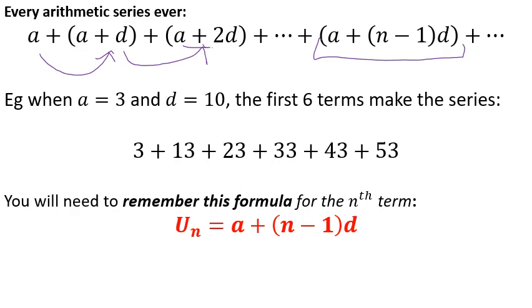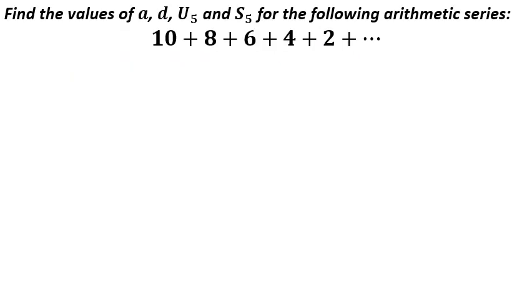A plus D plus A plus 2D and so on. Because then it'll stick in your head why we always have a and then a bunch of d's added on, and hopefully the weirdness with the n-1 will also make sense to you. Let's try one example with an arithmetic series which is going backwards, if you like. Think carefully and pause so that you can write down the values of a and d and u5, the 5th term, and s5, the sum of the first 5 terms.